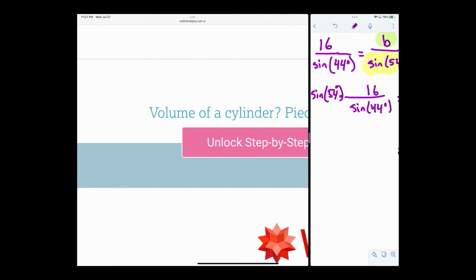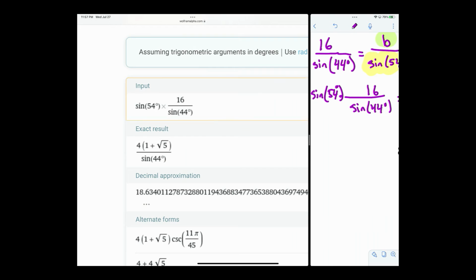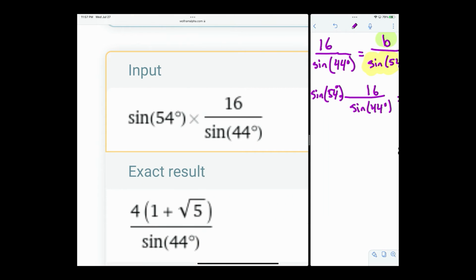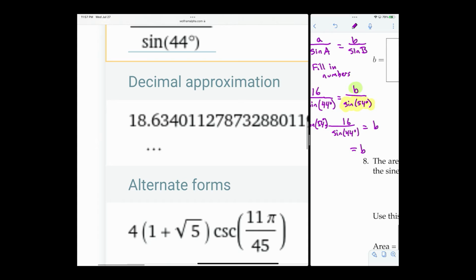Now, if I type this in, this is going to be the correct answer. And I know it did the right thing because see the degree symbol in my input? It says sine 54 over sine 44. So I have b is, scroll down here, decimal version, we'll say 8.6 will be good enough for us. Okay?